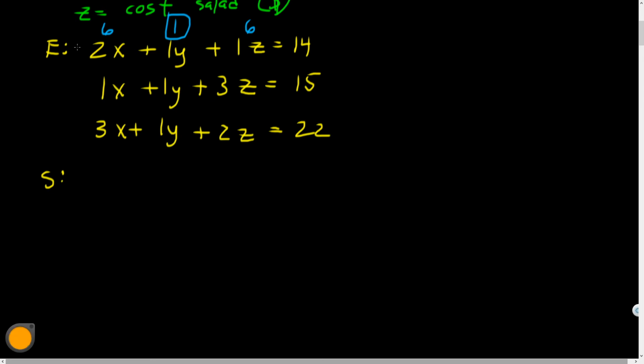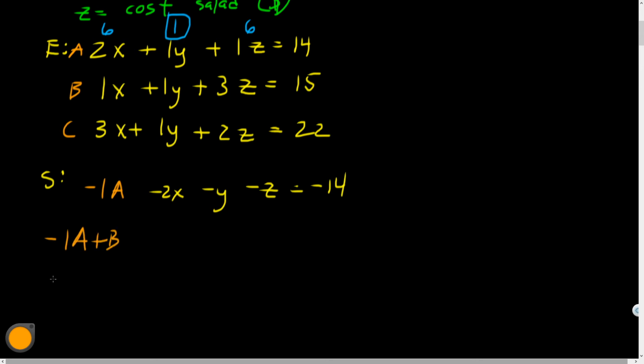So in order to do elimination method, here's my A, B, and C. I'm going to just opposite this equation because it's got the smallest numbers in most all the cases. So I'm going to do negative 1A. And that would give me negative 2x, negative y, negative z equals negative 14. And then I could combine that with B and C. By eliminating the same variable twice, it will turn it into a system of 2 equations and 2 unknowns.